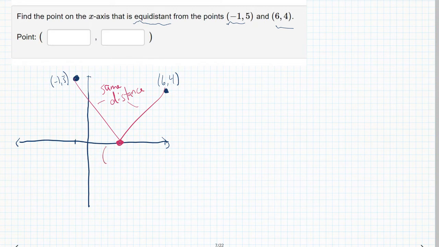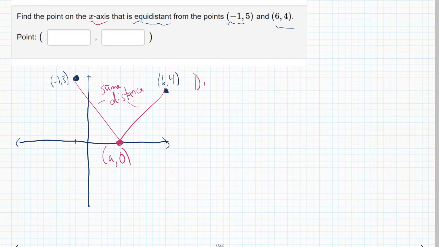And what we know about this point, we'll call it, let's say a comma 0. We know the y value is 0 just because of the fact that we're on the x-axis, right? And that came from right there. So we want that to be the same distance. I'm not saying this is to scale whatsoever, okay? But so how do we do that?